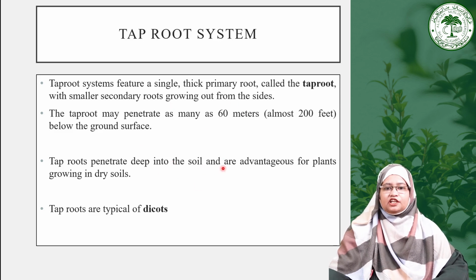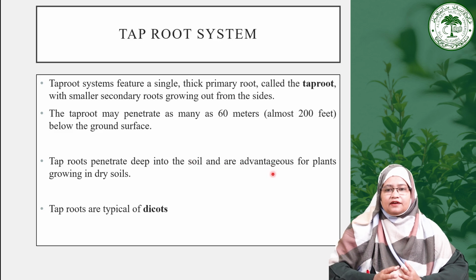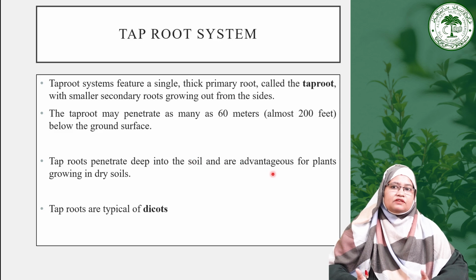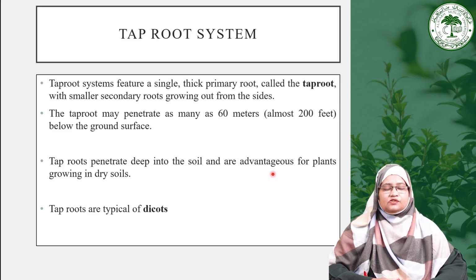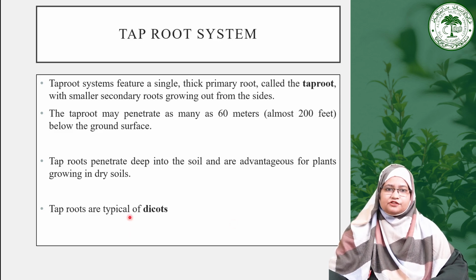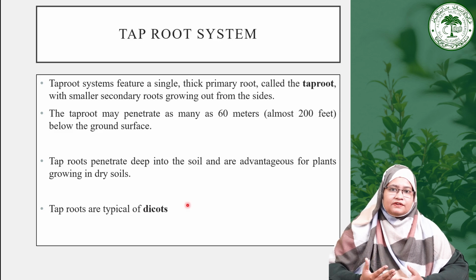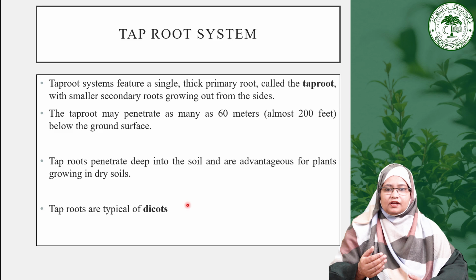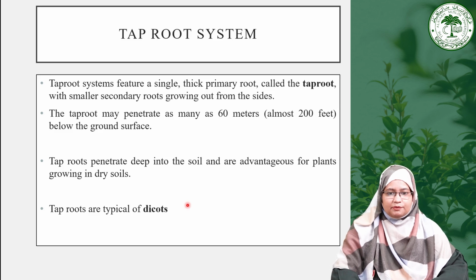Because they penetrate deep, they have an advantage for plants growing in dry soil. If the plant is growing in dry soil where the water level is quite far below the surface, the taproot is quite advantageous. Generally all dicot plants have a taproot system, and taproots are those that originate from the radicle. So, these are the taproot types.